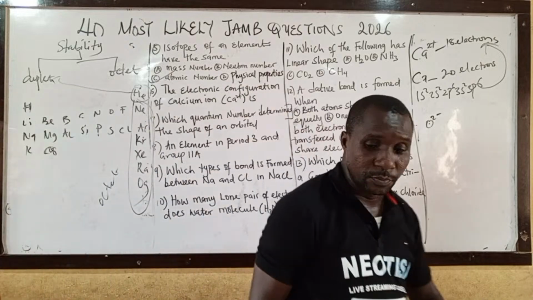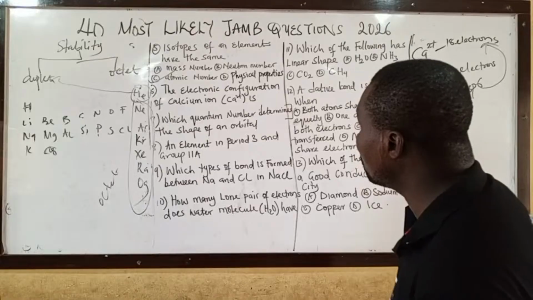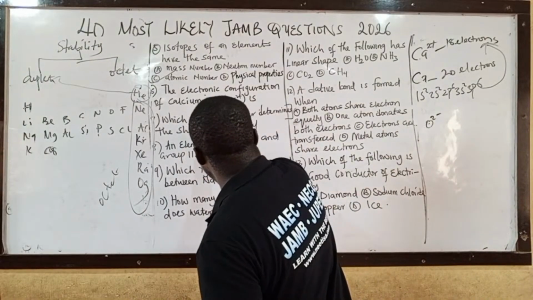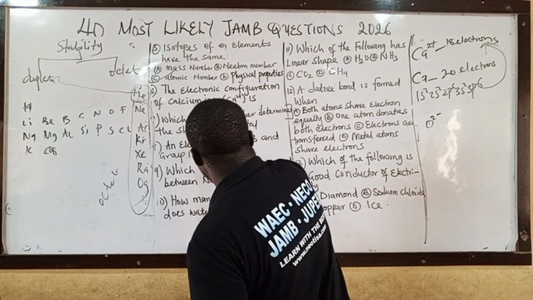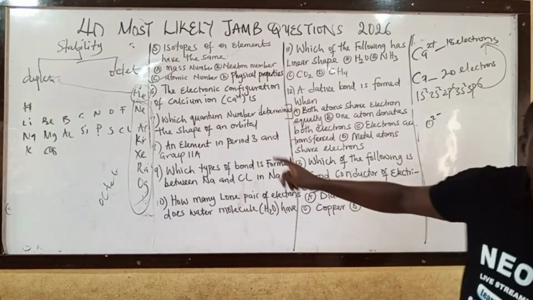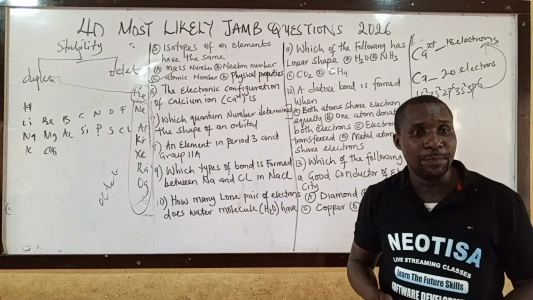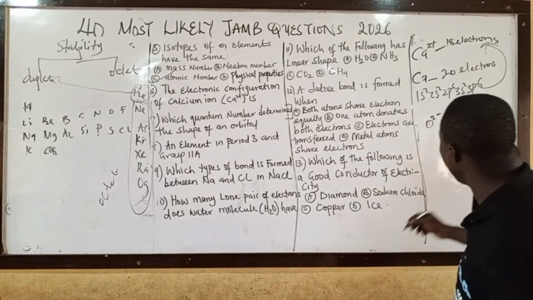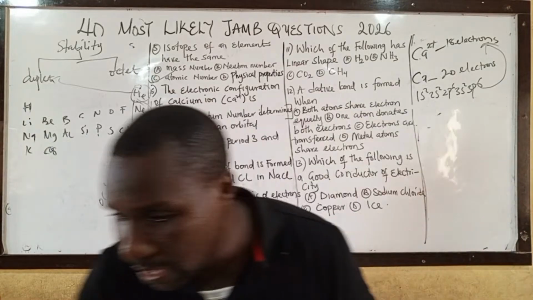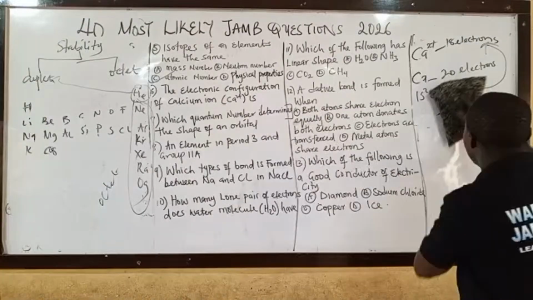Let's move to the next question. Which quantum number determines the shape of an orbital? I've done a video on this too. It will be posted. We have 4 quantum numbers. Let me quickly explain in the next 3 minutes.